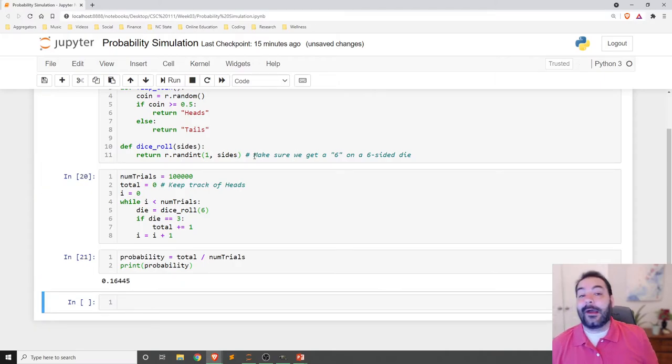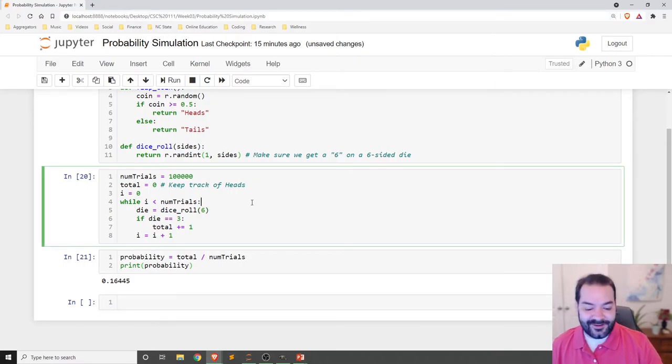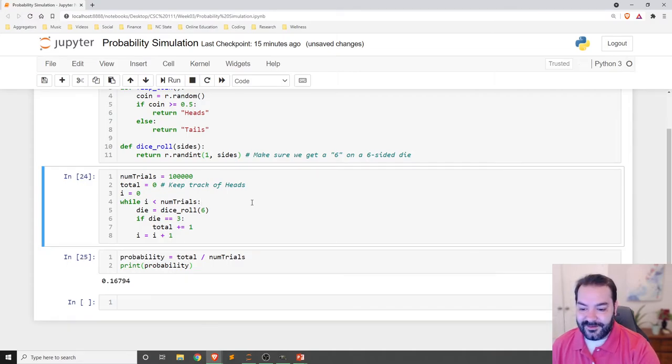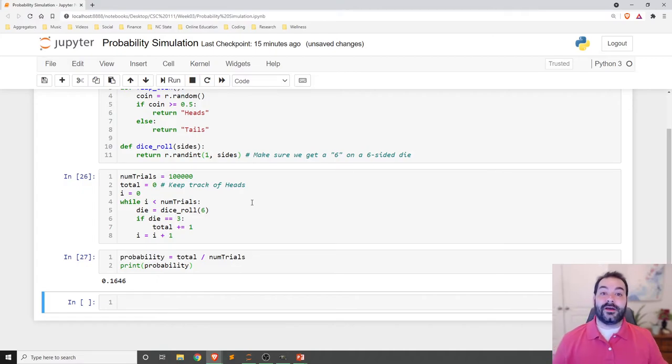Yeah, I didn't. My apologies. So I didn't need the plus 1 there. That was on me. My apologies. But as you can see, now to roll a 3, we can effectively see we are going to get, roughly speaking, 16% each time.